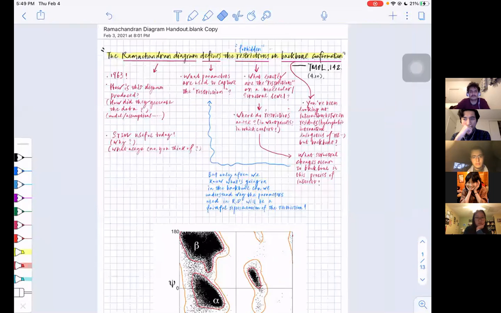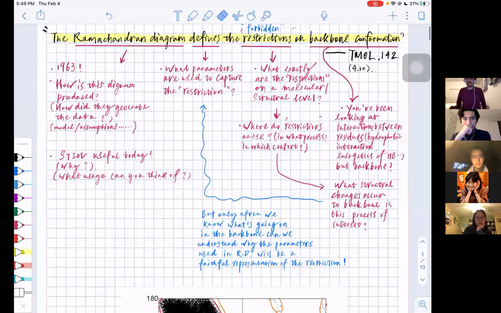All right. Hello, everyone. I am Lisa. Let's talk about the Ramachandran diagram today. I know you guys have just been introduced to this topic, so I want to give you some background information to help you think through this concept and maybe talk a little bit about why it will still be useful.